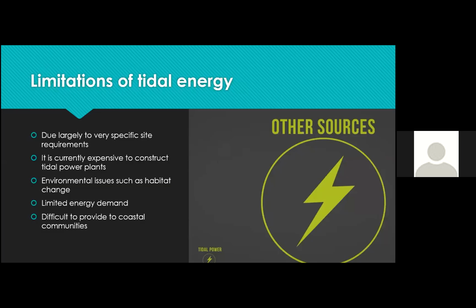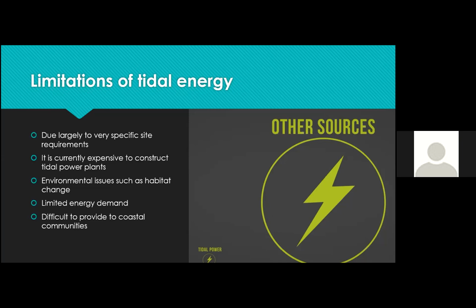But it also has limitations, because tidal power compared with other forms of producing energy is very low. And this is due largely to very specific site requirements. No, you cannot have a plant anywhere. In fact, there are countries where it's more viable, like Russia and Canada, but for example, in the United States, there are very few places where you can put one of those.